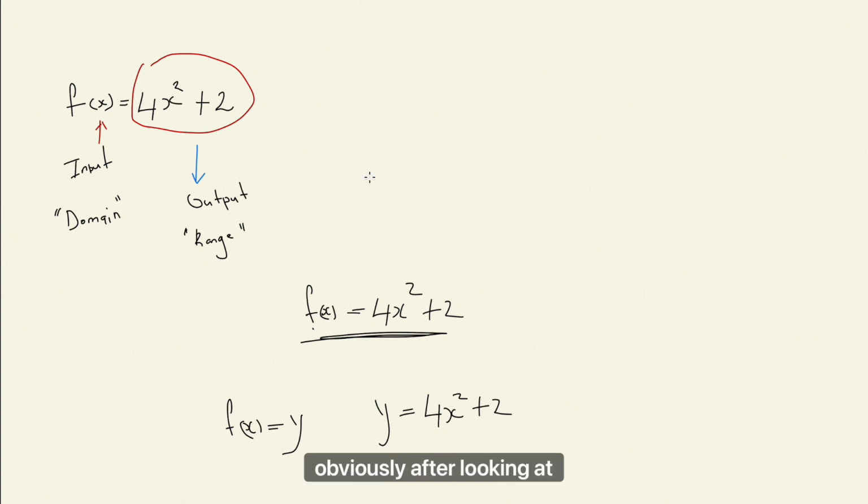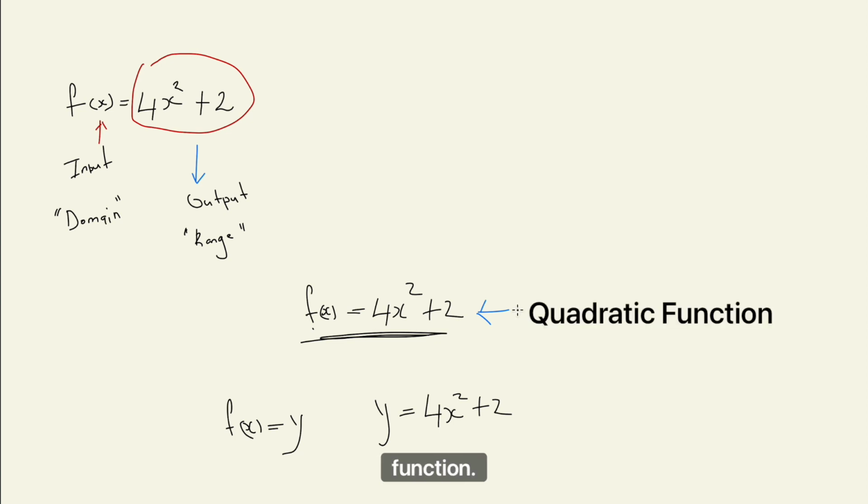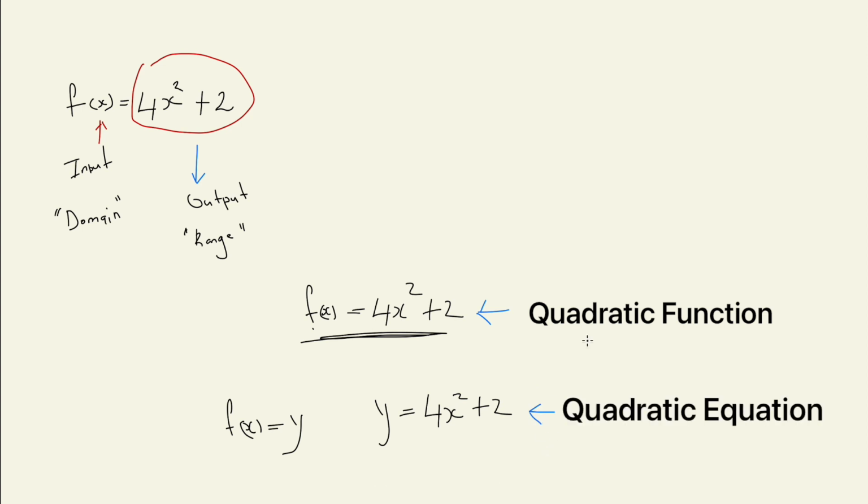Now, obviously, after looking at both equations, you can definitely say that there's a difference. What are the differences? This right here is what we refer to as a quadratic function, whilst this is referred to as a quadratic equation, and that is the difference.